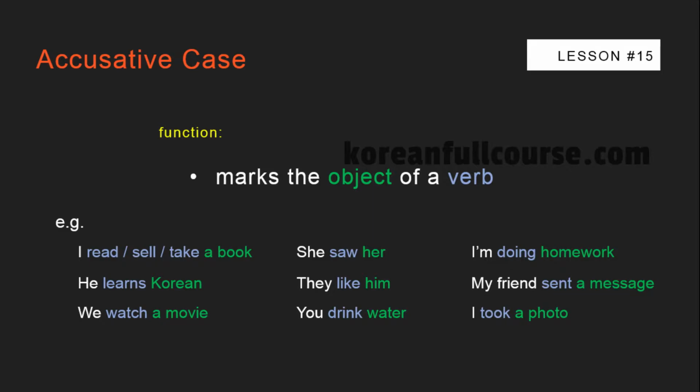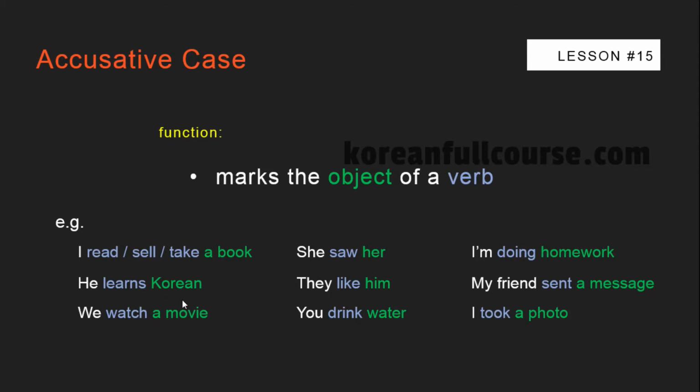How to find an object in a sentence? The object is a noun or a pronoun which you take and do something with it. You perform an action on this noun or pronoun. I read a book. I do something with the book. I read it, I sell it, I take it, or like it, etc.